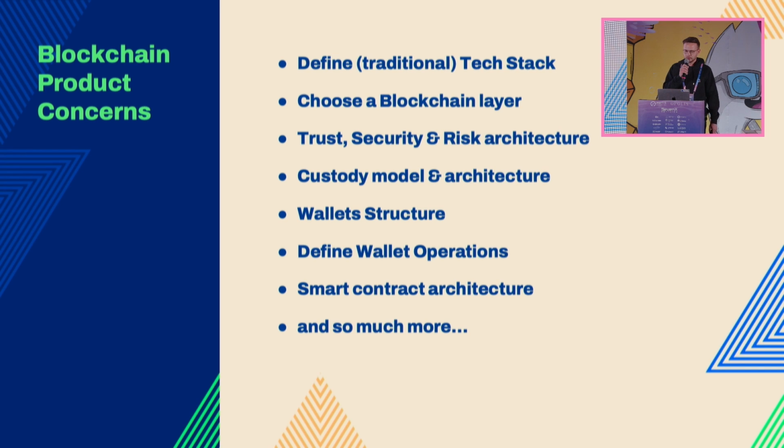Then we are deep diving into choosing the relevant blockchain layer, or choosing the network for our product: which blockchain should we use. By nature, blockchain products are financial products. So you should be thinking about trust, security, risk management, custody model and architecture, wallet structure, wallet operation, and smart contract operations, management and architecture. There are so many more aspects that should be taken into consideration here, but we'll try to close this list in that way.